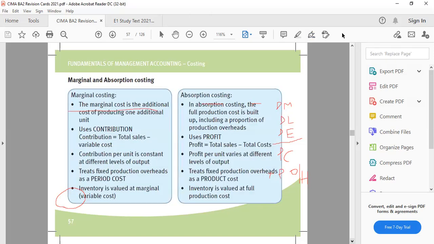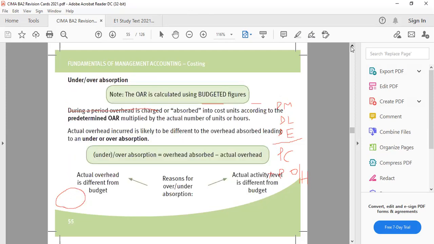So let me put you to the example which is given here. I'm erasing the screen.